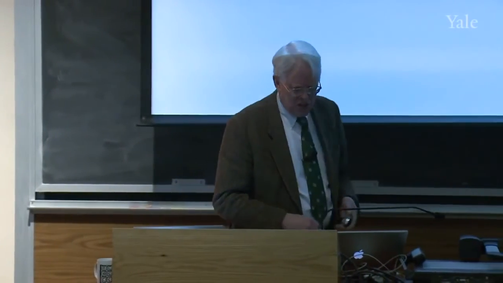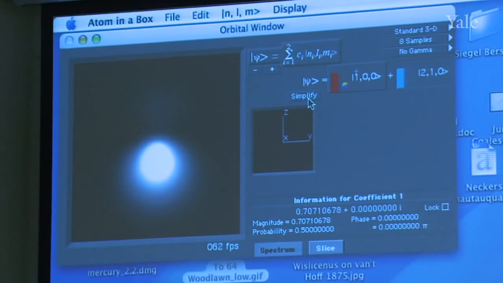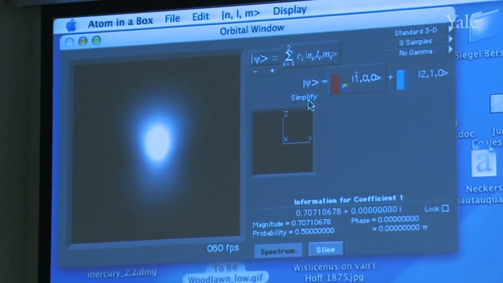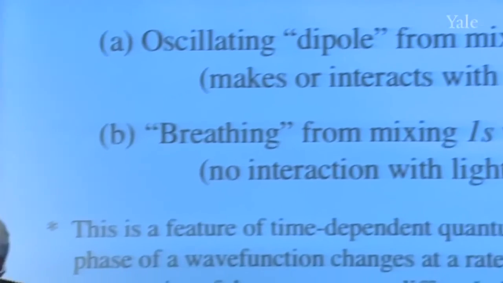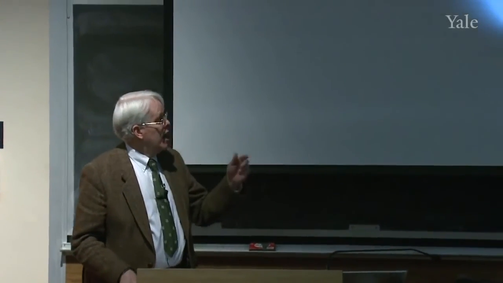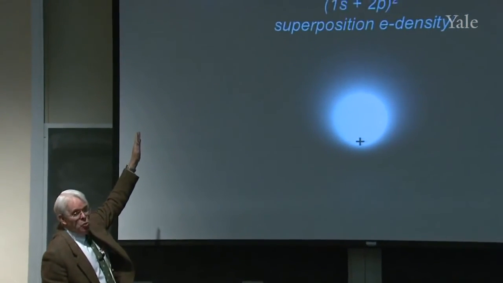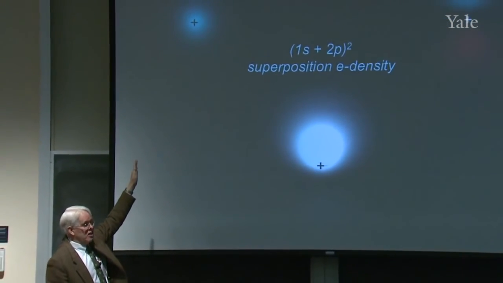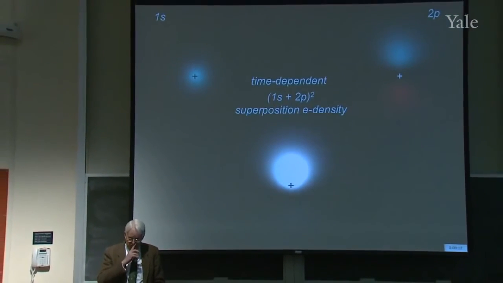Now, atom in a box, which we used last semester and is shown over on this screen, can be used to show this. You can also do breathing by mixing 1s with 2s, but that doesn't interact with light because it doesn't generate a dipole, and I'm going to illustrate that, right? So here's mixing 1s and 2p. As we see here, 2p is both up and down but with opposite phases, and 1s is a single phase, a single sign. If you add the two, it reinforces above. Okay, and we've seen that before.